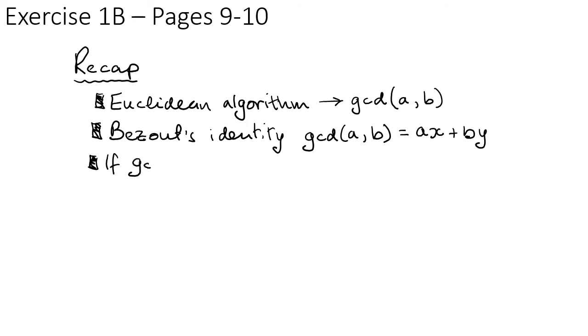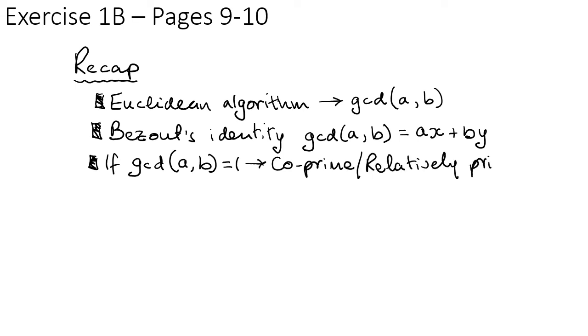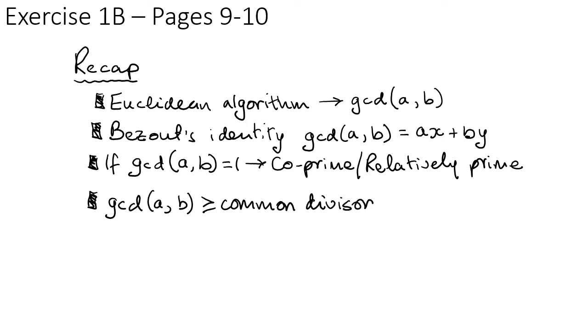If the greatest common divisor of two numbers is 1, then we say the numbers are co-prime, or you could use relatively prime. Both mean the same thing. And the greatest common divisor of two numbers is always greater than or equal to a common divisor of two numbers.